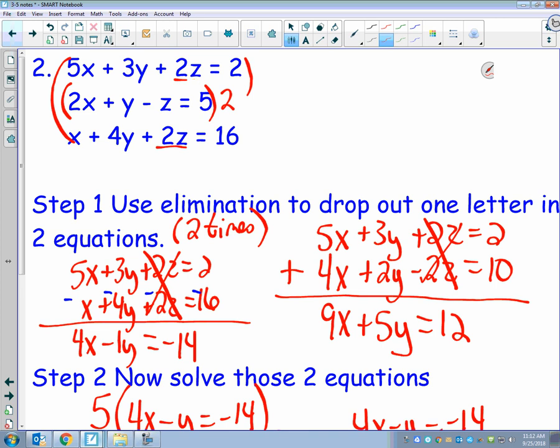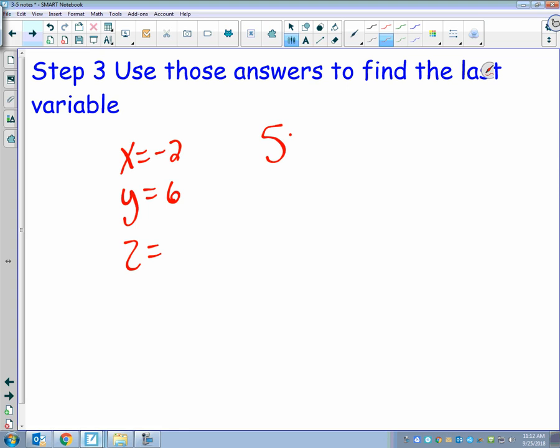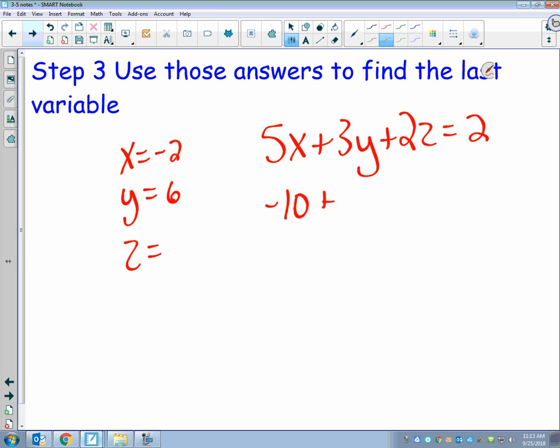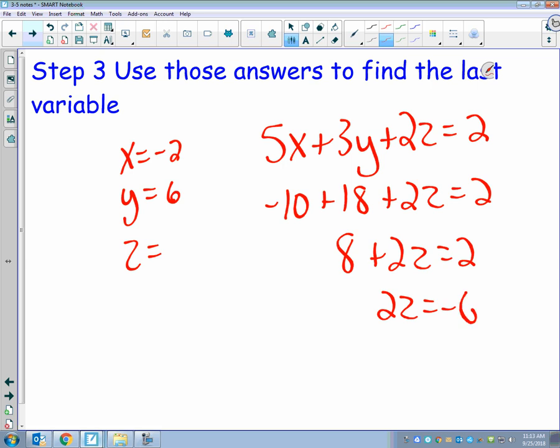5x plus 3y plus 2z equals 2. And I know that x is negative 2 and y is 6. So negative 10 plus 18 is 8. And if I subtract 8 over, that gives me negative 6. So z equals negative 3. And you can write it like this, or you can write it as an ordered triple.